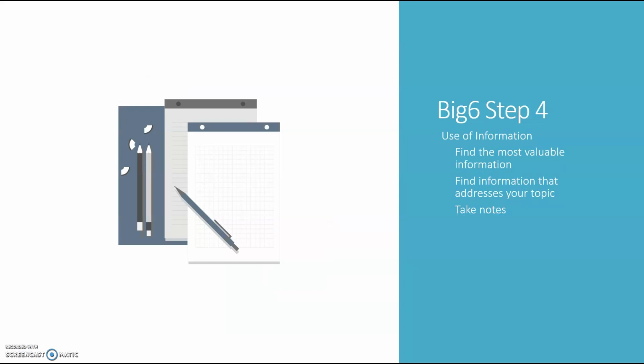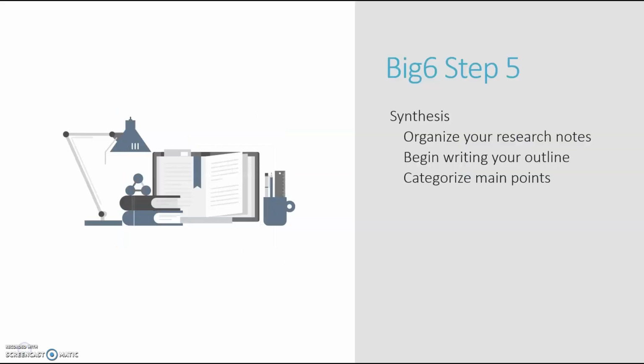Step 4 is when you will decide what information is important and pertinent to your research. You want this information to fit your topic and address your main idea. Make sure to take good notes. This is a time that index cards would be useful.